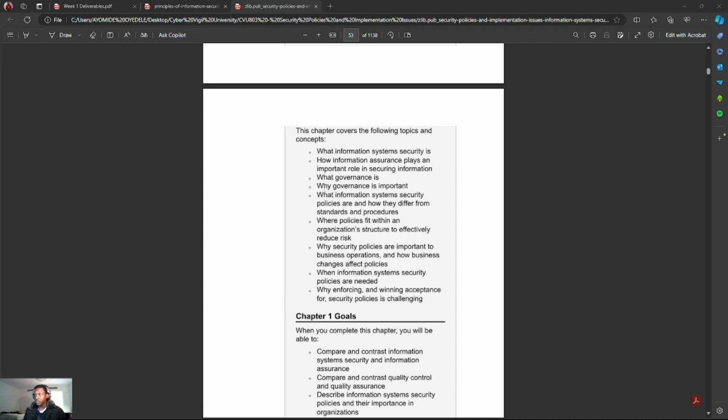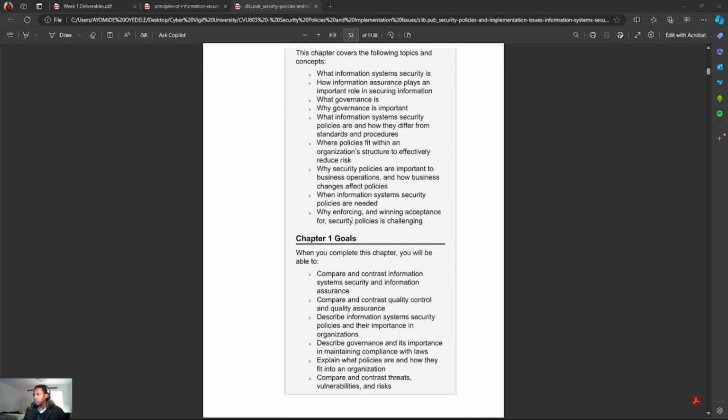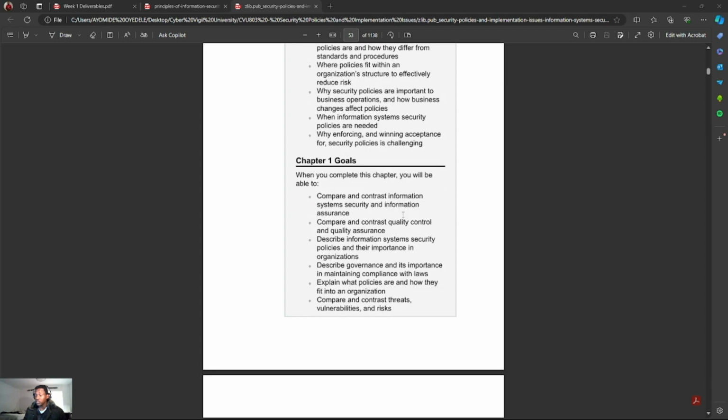Now, why governance is important, but first of all, we need to understand what exactly is governance, right? And then we also look at what information system security policies are and how they differ from the standards and procedures. And then we look at where policies fit within an organization structure to effectively reduce risk, why these security policies are important to business operations and how business changes affect these policies, and then when information system security policies are needed, and why enforcing these and winning acceptance for security policies is challenging.